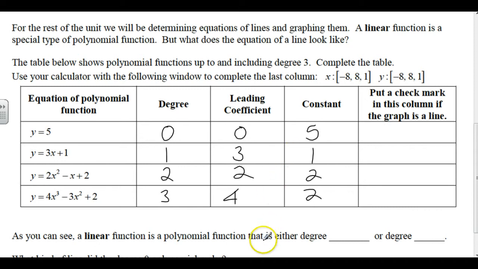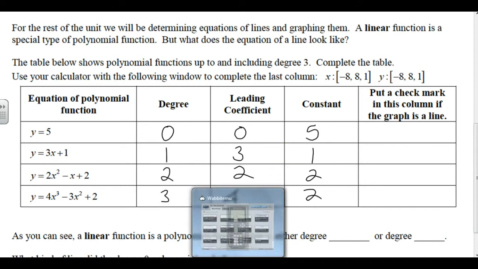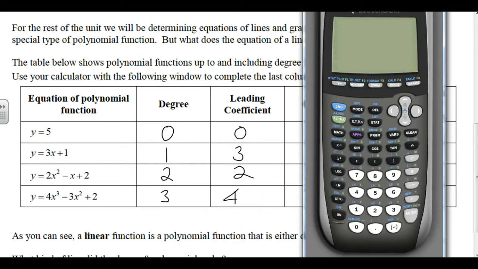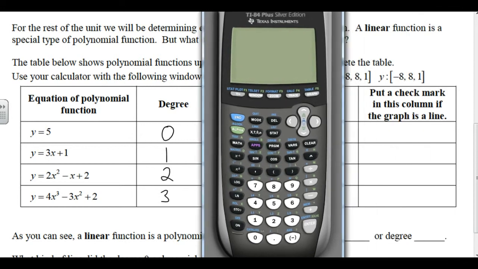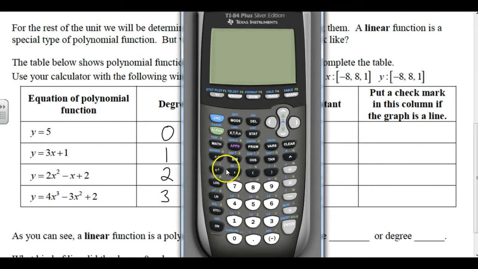So we're going to go to our calculator here. I'm going to slide this over. We'll turn this on. Set the window x from -8 to 8 by 1, and for the y values, y min -8, y max 8, and y scale 1. We have y equals 5. Now let's do these one at a time just so we can see what that looks like.